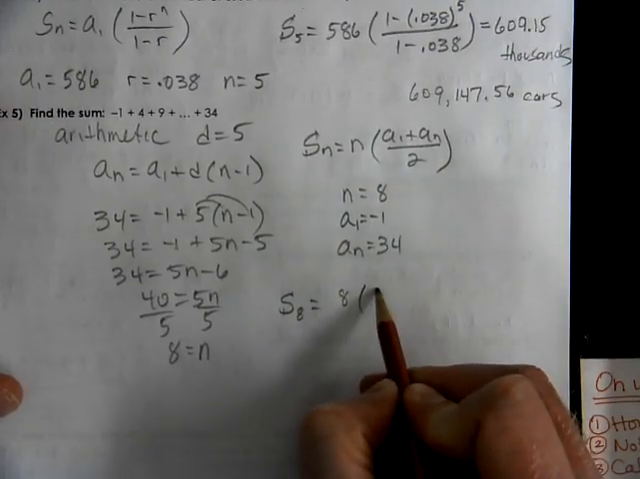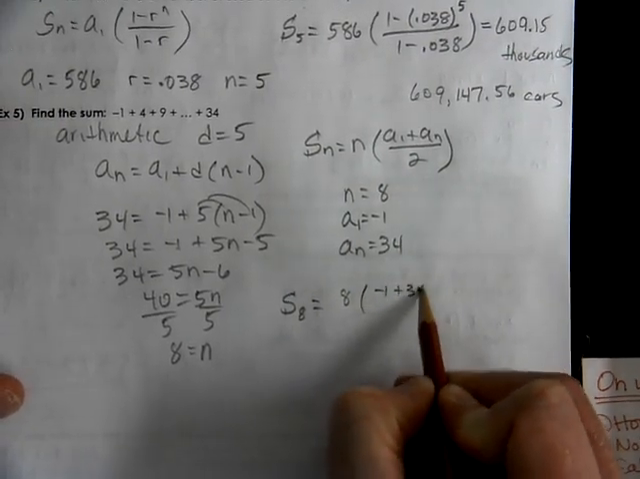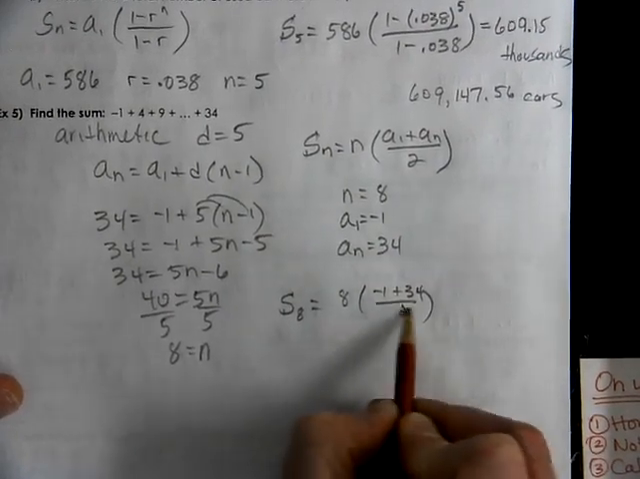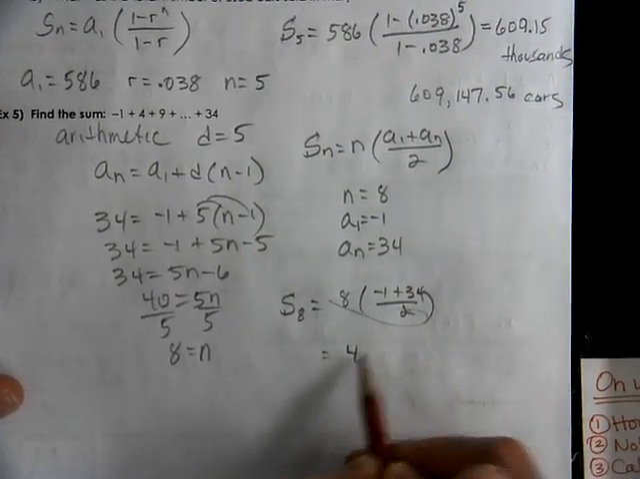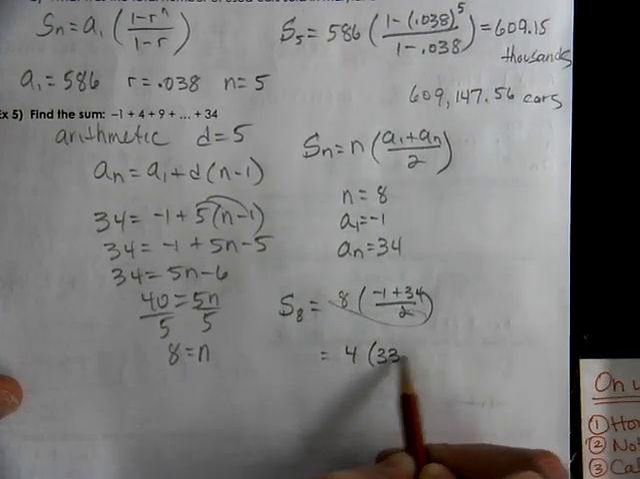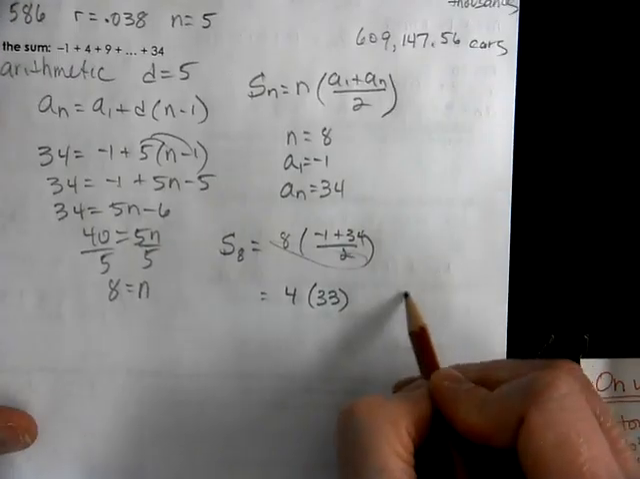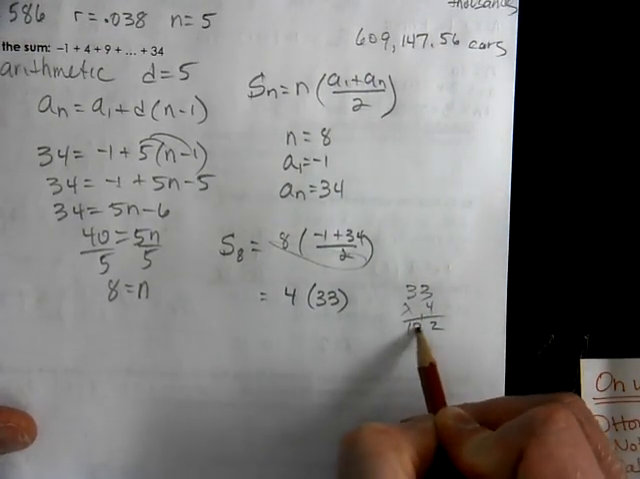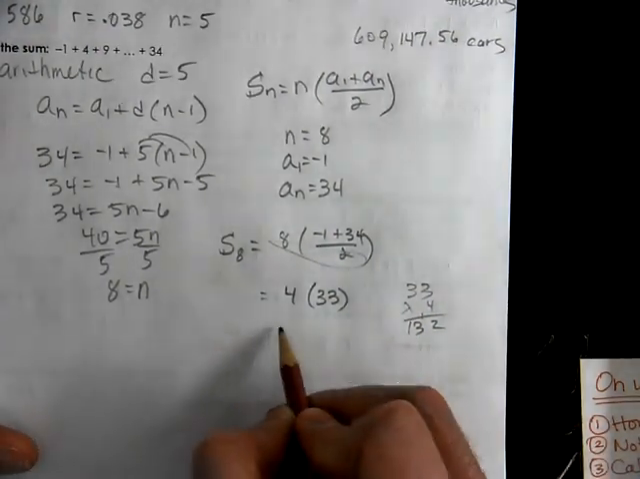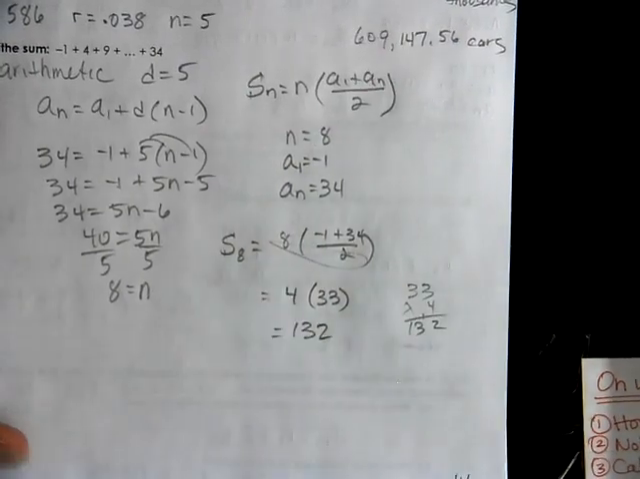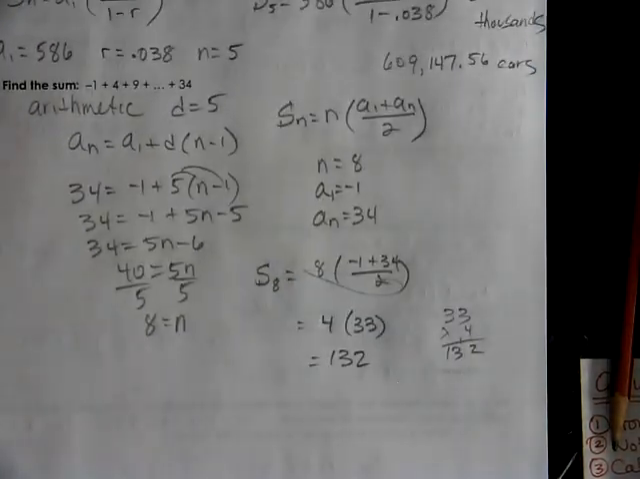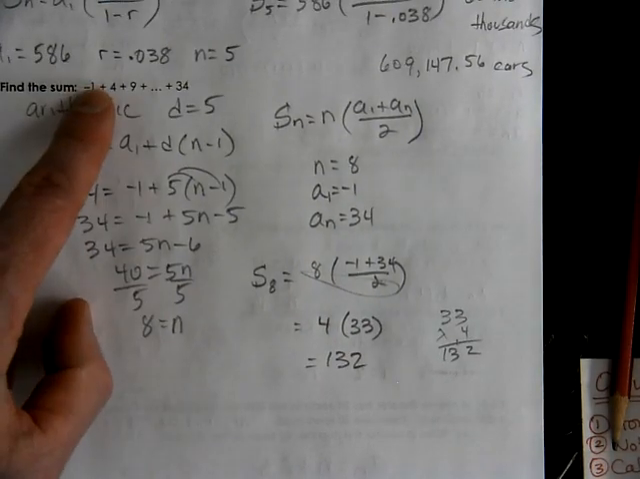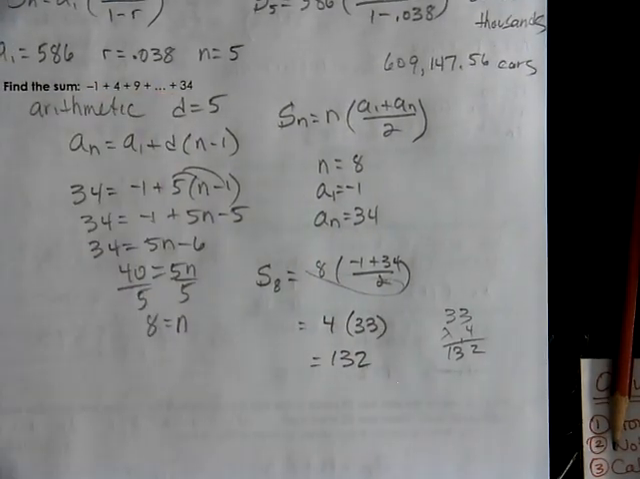So 8 times -1 plus 34, divided by 2. We can reduce here if we wish. 4 times 33. 33 times 4 would be 12, 12 and carry the 1 is 132. So again, notice how this is different from yesterday. We did not need to find out every term and add it together.